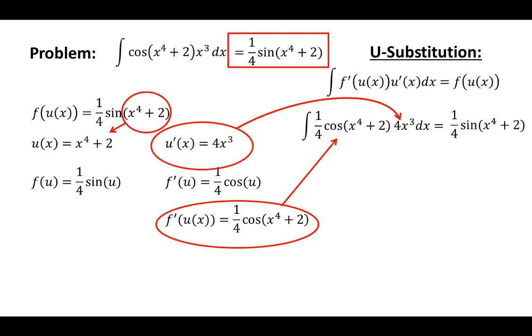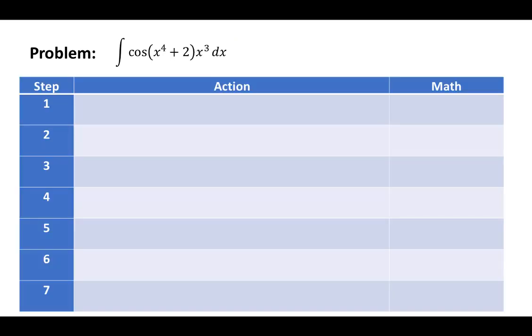And there's actually a very methodical way to find this answer. Let's do that. I'm going to give you a step-by-step process for how you could come up with this answer here, 1/4 sine of (x to the 4th plus 2). So here's our problem. We got 7 steps. So first step we're going to do here is identify u. A lot of times you may identify the wrong u, and that's all right.